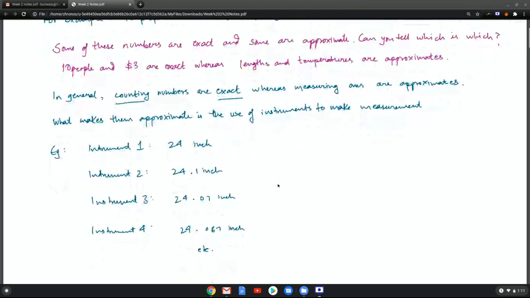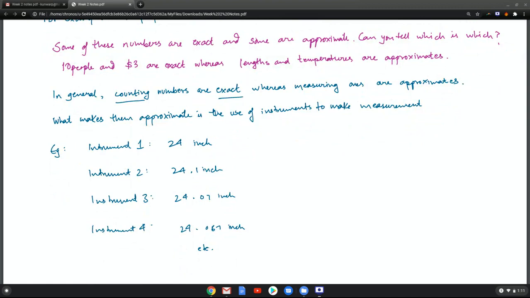which means that, for example, instrument 1 might give the length as 24 inch. Instrument 2, which is slightly better, may give it as 24.1. Instrument 3 may give it as 24.07. Instrument 4 may give it as 24.067, etc.